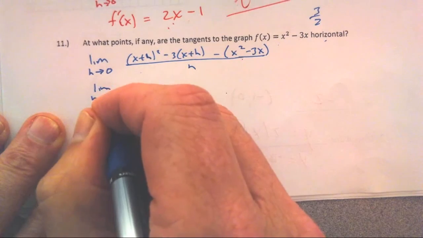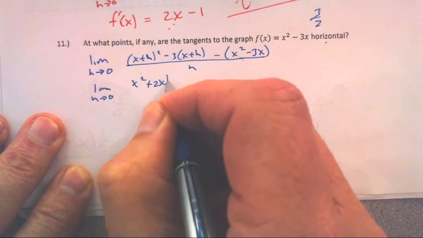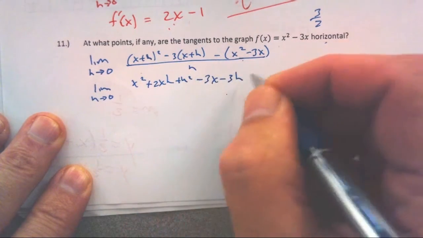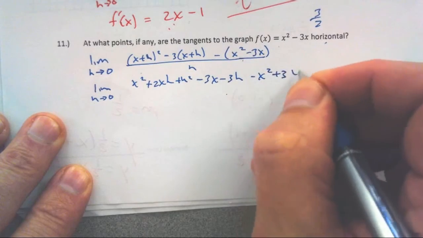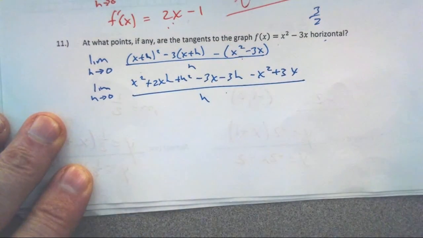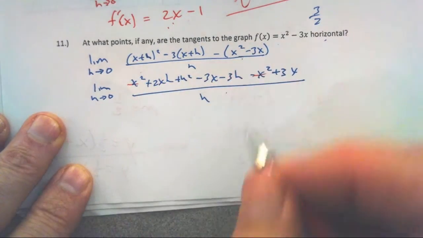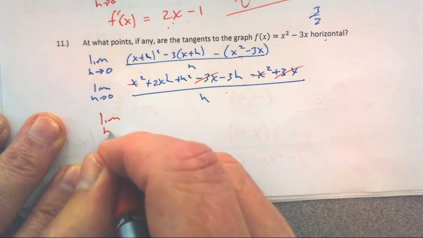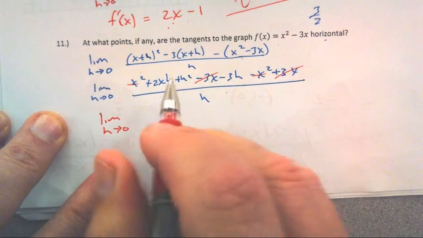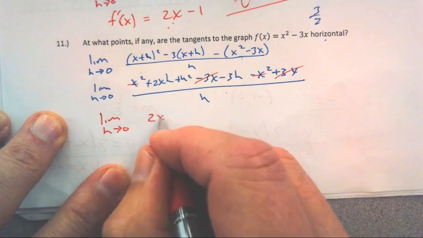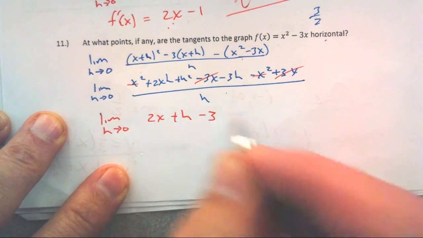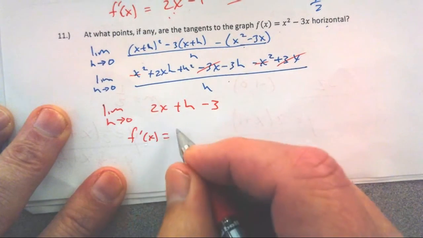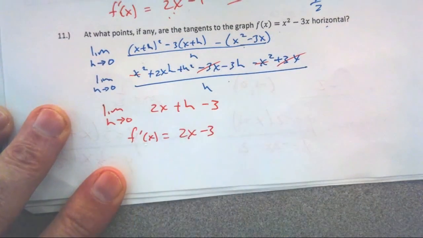Limit as h approaches 0 of x squared plus 2xh plus h squared. Careful, distribute everything: minus 3x minus 3h minus x squared plus 3x, all over h. Make sure we cancel what should be able to be canceled. X squared cancels negative x squared. Minus 3x cancels plus 3x. Everything else has an h. Limit as h approaches 0 of, reduced by h, 2x plus h minus 3. So f prime of x is 2x minus 3.